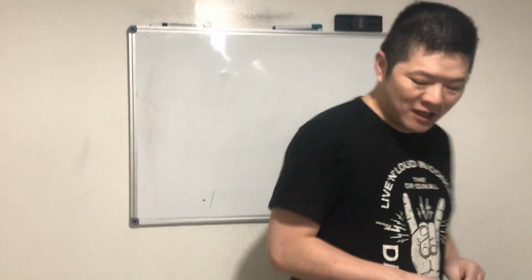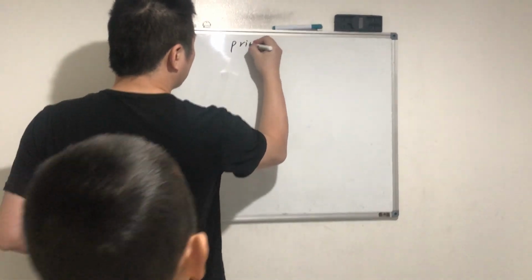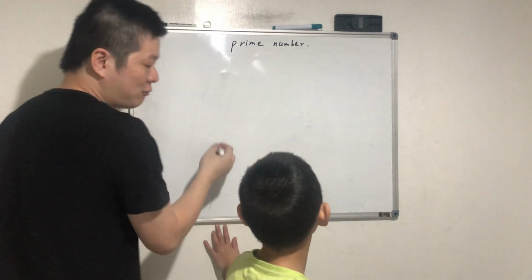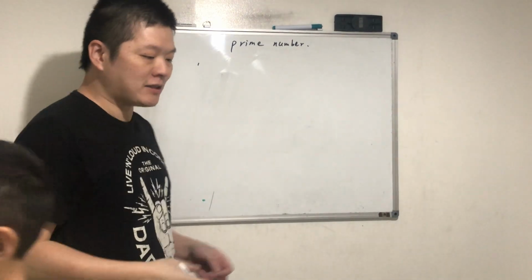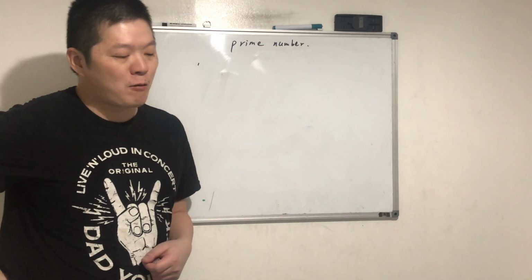Okay, so today we'll talk about prime numbers. What's a prime number? Can you tell me? A number that can't be divided by anything except one and itself. Yeah. That's number one. One is not a prime number.